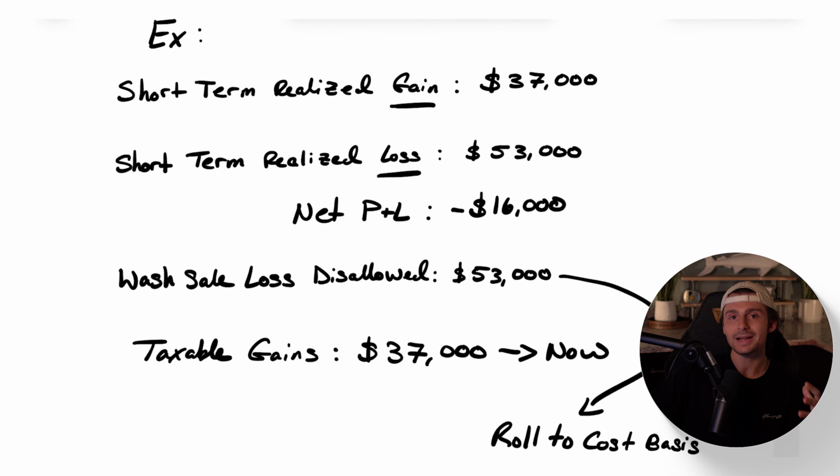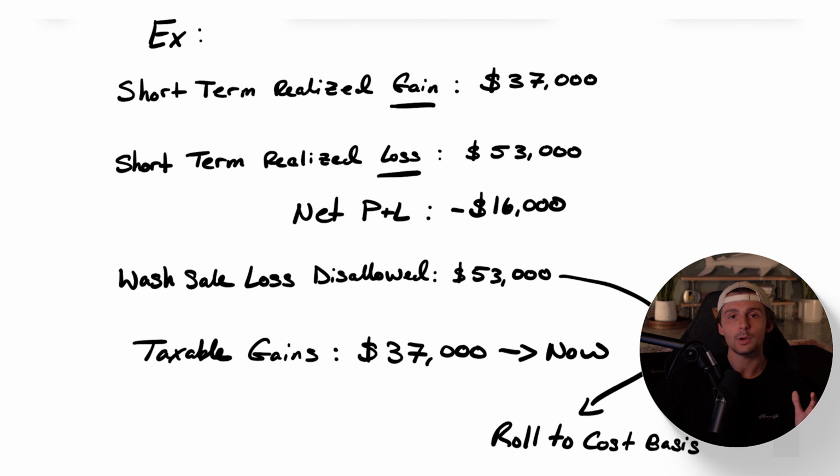So what the IRS sees is that you made $37,000 and you lost zero, because that's all going to be deferred until you finally stop triggering wash sales on Tesla. The IRS says your taxable income is now $37,000. But what really happened is you lost $16,000.